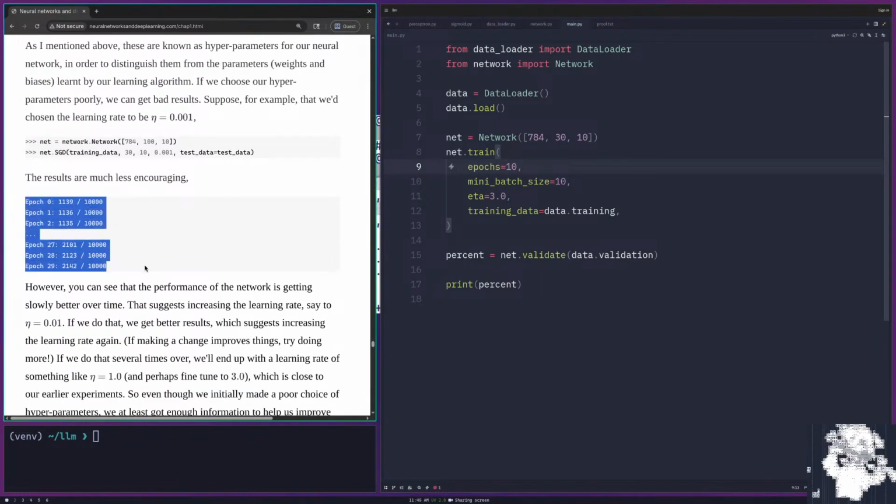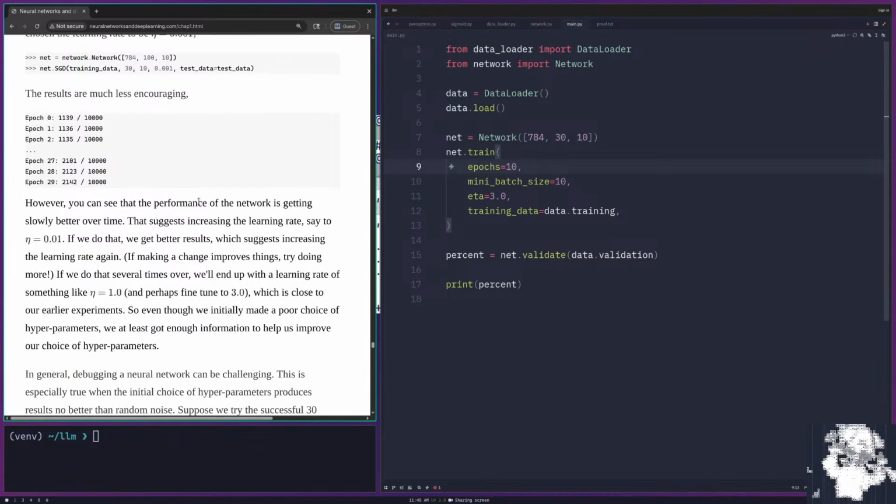Then it learns slower. However, you can see that the performance of the network is getting slowly better over time. That suggests increasing the learning rate, say to eta equals 0.01. If we do that, we get better results, which suggests increasing the learning rate again. If making a change improves things, try doing more. If we do that several times over, we'll end up with a learning rate of something like eta equals 1.0, and perhaps fine-tuned to 3.0, which is close to our earlier experiments. So even though we initially made a poor choice of hyperparameters, we at least got enough information to help us improve our choice of hyperparameters.